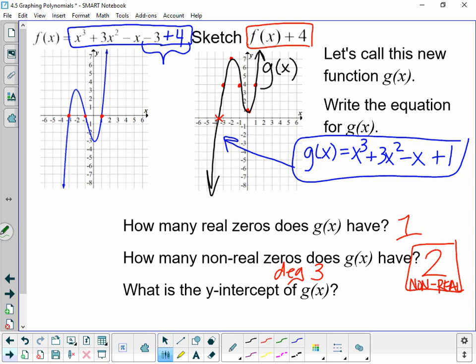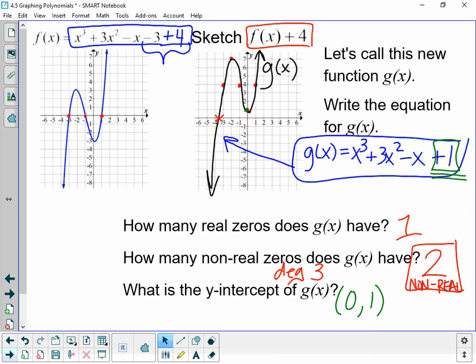It can sometimes be dangerous to rely on your hand-sketched graph for that, but if you use your sketch and the function you wrote, you can see that the y-intercept is at (0, 1). Please try to remember when you're writing your y-intercepts to write them as points in general. And there it is. That is our last problem of the day.